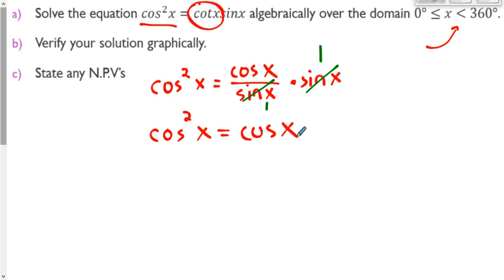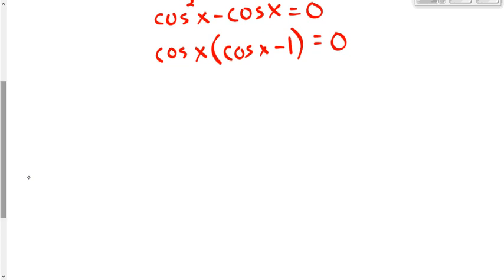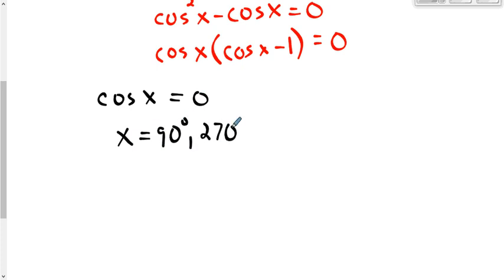So now I'm going to make one of the sides equal to 0. So cosine x squared, I'll subtract cosine x from both sides. Now I have a common factor of cosine x, so I'm going to factor that out. And I'm left with cosine x times cosine x minus 1 equals 0. Now we're in that situation where I have two factors that I can make equal to 0. The first one is where cosine x is equal to 0. Off the unit circle, that happens in two locations, where x is equal to 90 degrees and 270 degrees.